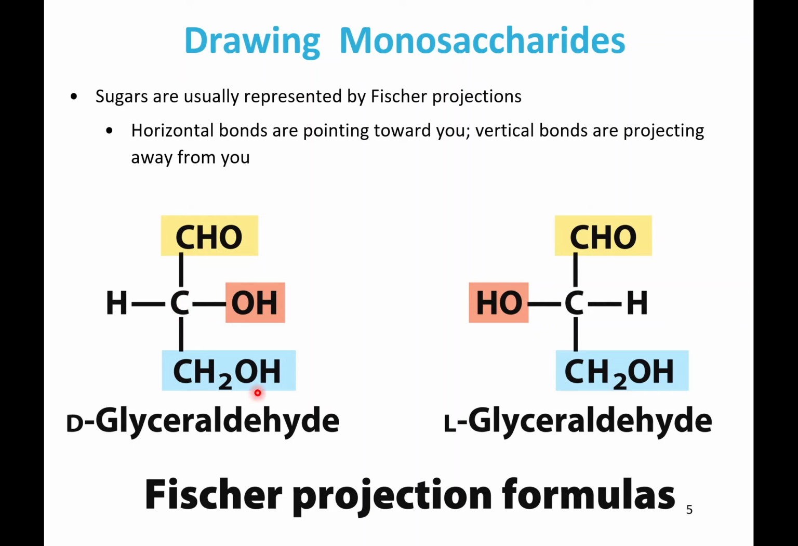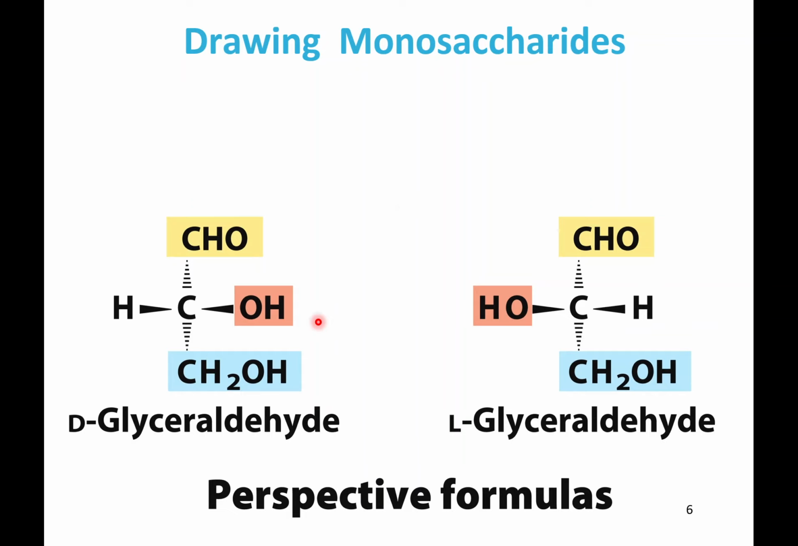So when you look at a Fischer projection, what you need to remember is that these bonds are going to either be facing towards you or away from you. In this projection, you can think of the horizontal bonds as being towards us, coming out of the screen, and the vertical bonds going into the screen. Okay, so if you wanted to show this in what's known as a perspective formula, which would be more of the 3-dimensional way of showing it, this is how that would look.